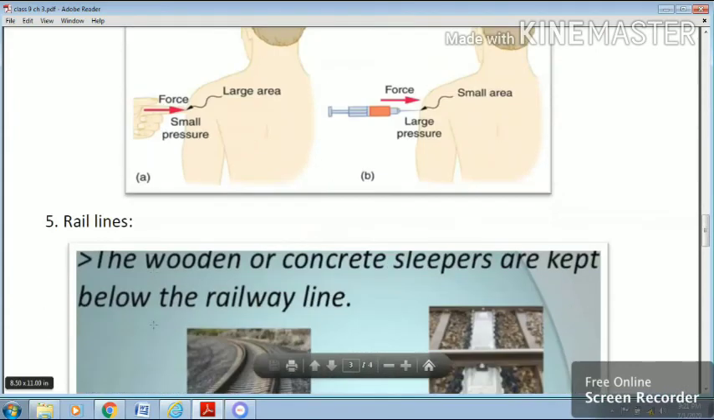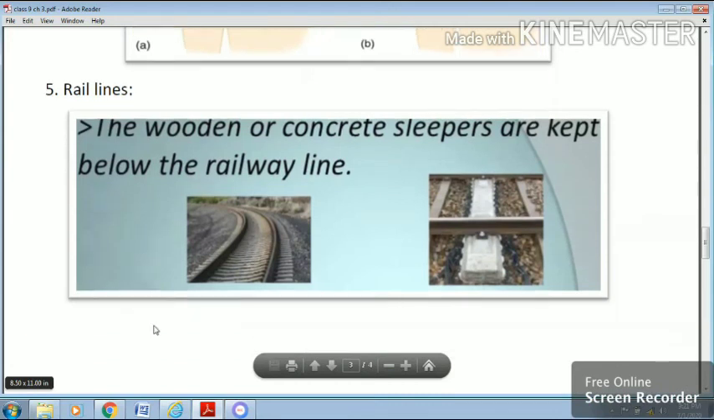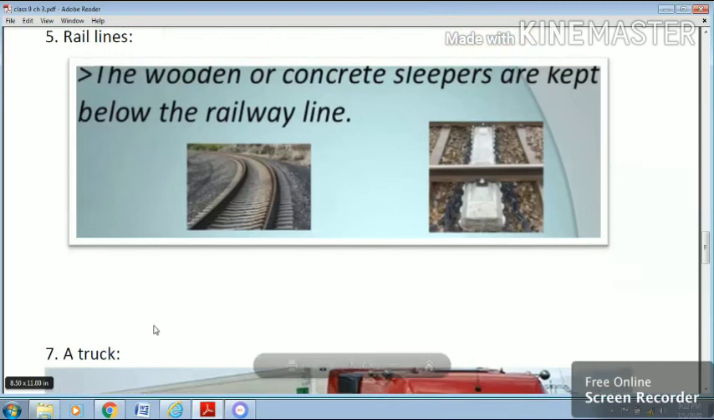Now moving on to the next example, the railway tracks. Wooden and concrete sleepers are placed below the railway lines. This is done to distribute the load over a large area, and hence pressure reduces.